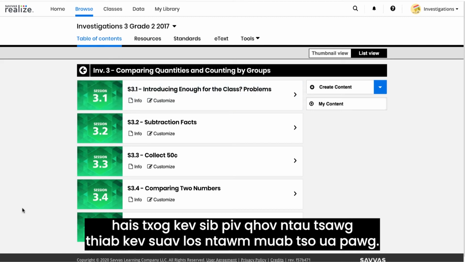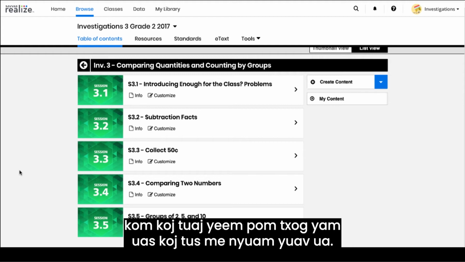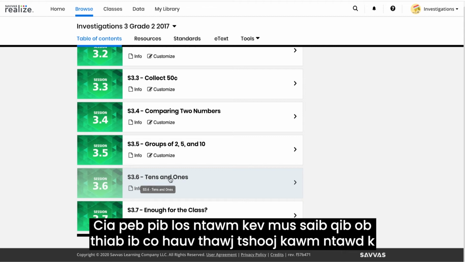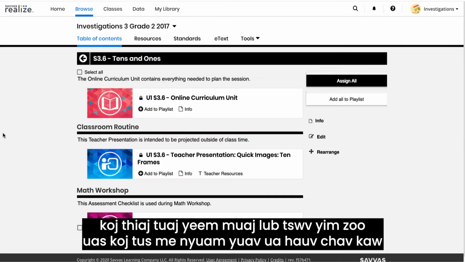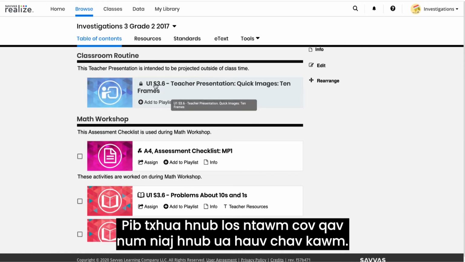Let's take a look really quickly at a lesson so you can see what your child might be doing. Let's start by looking at one second grade lesson, tens and ones, in that first unit, so you can get a better idea of what your child might be doing in class. Every day starts with a classroom routine.